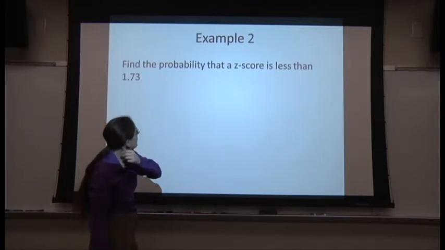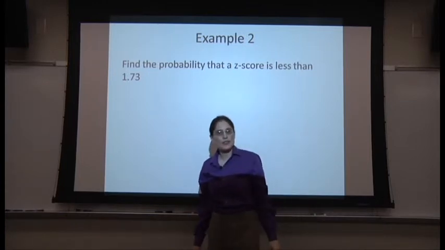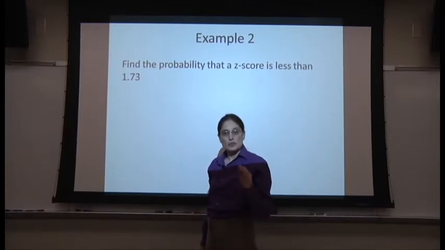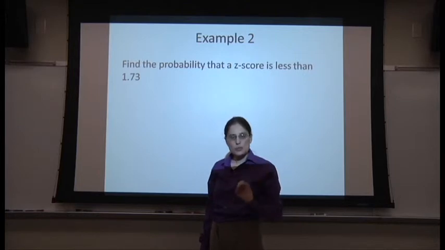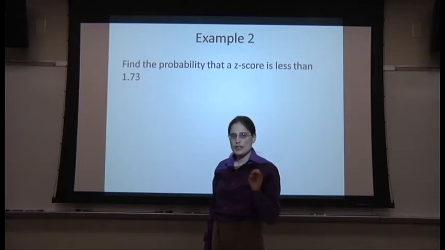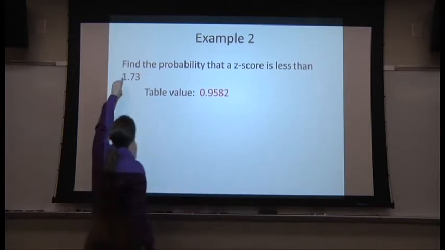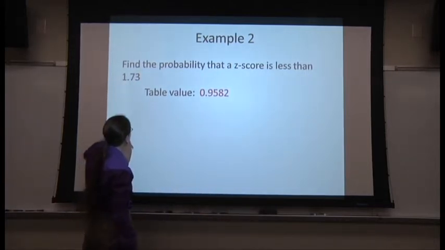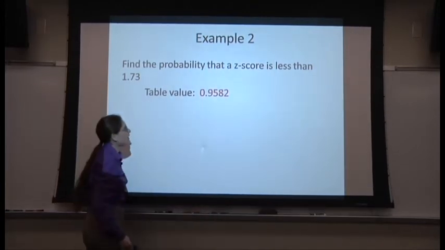Now, find the probability that a Z-score is less than 1.73. This is a probability distribution, so that's what area means here. Area means probability. The area under the normal distribution is the same as the probability that a Z-score falls in that range. So we look up 1.73 and we get 0.9582.